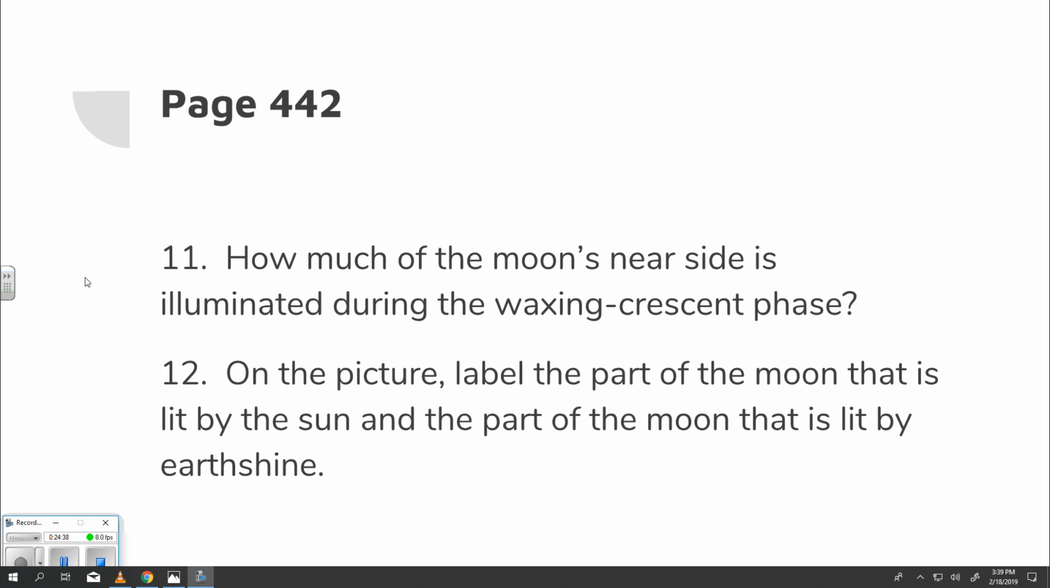Waning phases of the moon. After the full moon phase, the lighted part of the near side of the moon decreases in size. The moon is waning. The waning gibbous phase happens when the moon is waning, but the lighted part is still bigger than a semicircle.